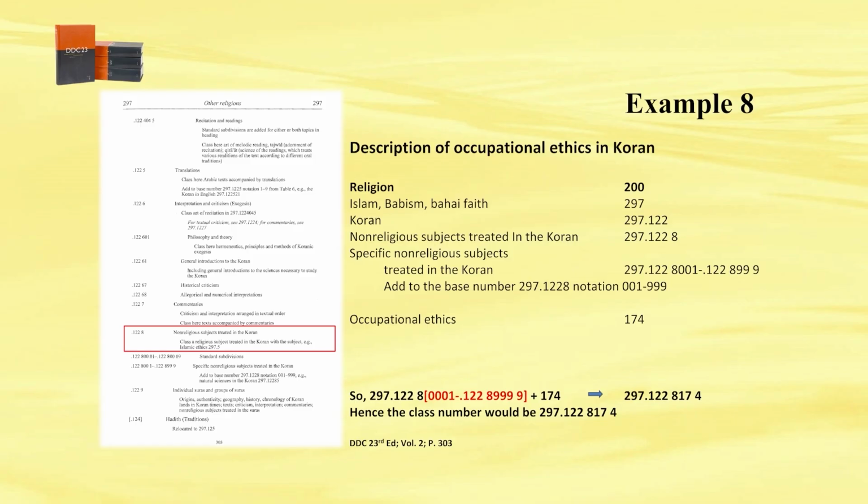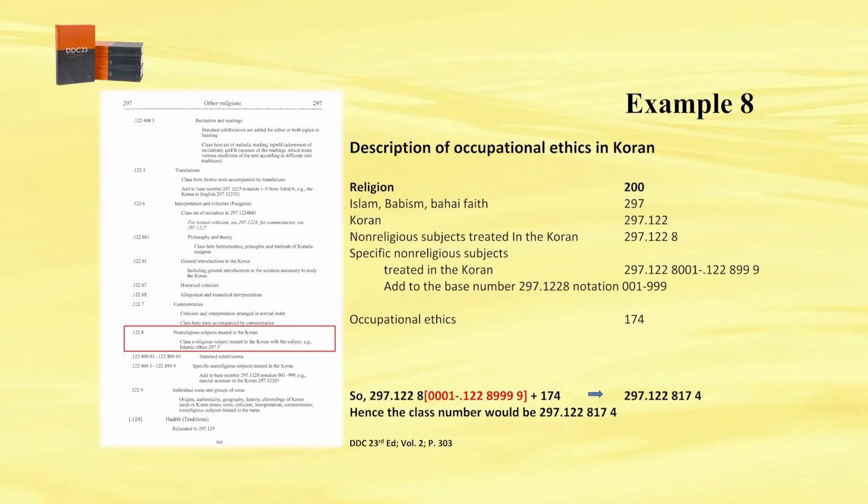Now, here you can see that the book tells us about the description of occupational ethics. Occupational ethics cannot be a religious topic. So it is a non-religious topic dealt with in the Quran. The book tells us about a non-religious topic, in this particular case occupational ethics, and how it was dealt with in the Quran. Okay. So under Quran, there is another entry, that is specific non-religious subject treated in the Quran.